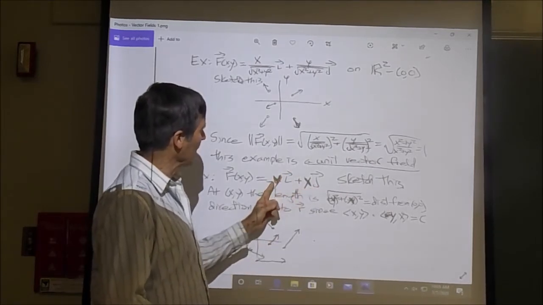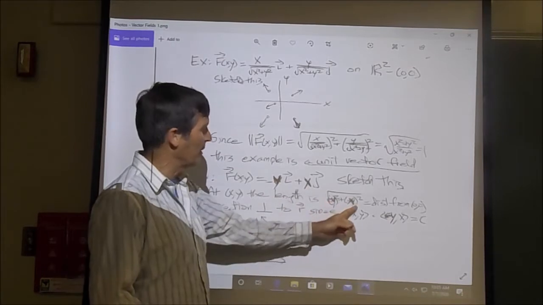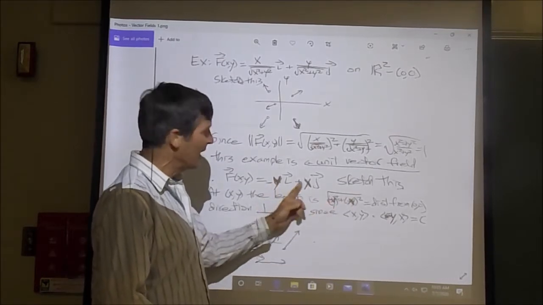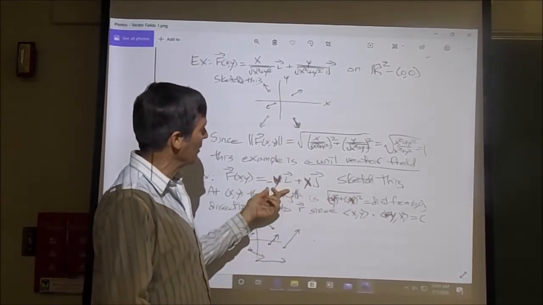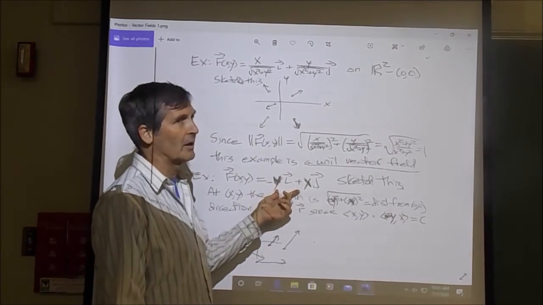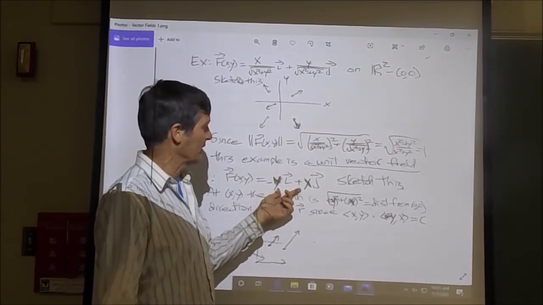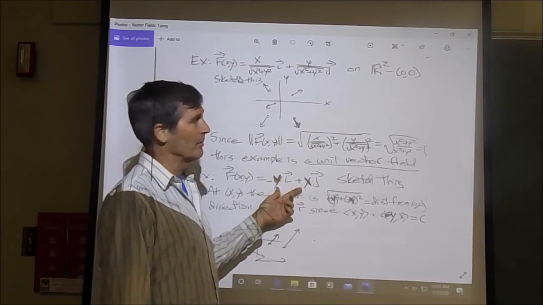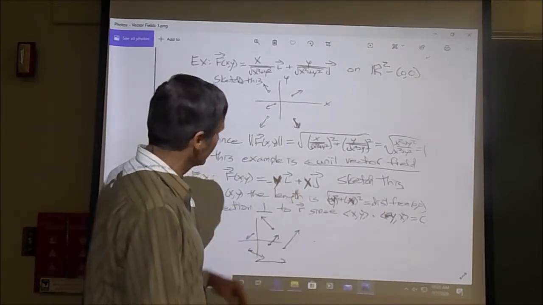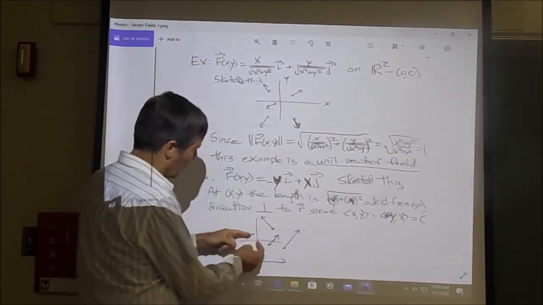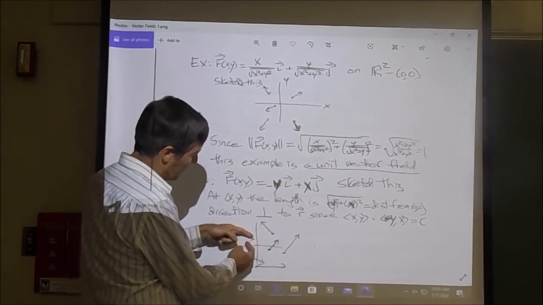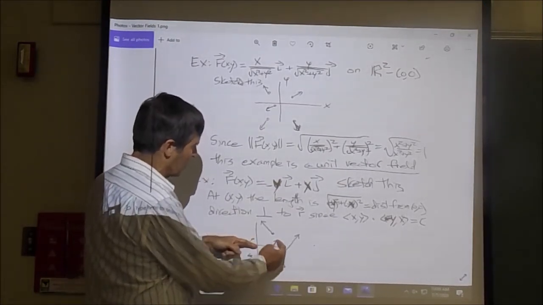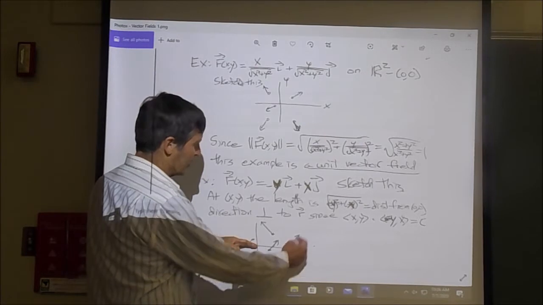Its length is square root y squared plus x squared, right? But that's just square root x squared plus y squared. That's the distance from the origin. So if I'm 1 unit away from the origin, the vector is 1 unit long. If I'm 10 units away from the origin, it's 10 units long. I make its length exactly the distance that it is from the origin. So here's half a unit away, maybe it's half a unit long. Here's one unit away, it's 1 unit long. Here's a vector 2 units away, 2 units long.